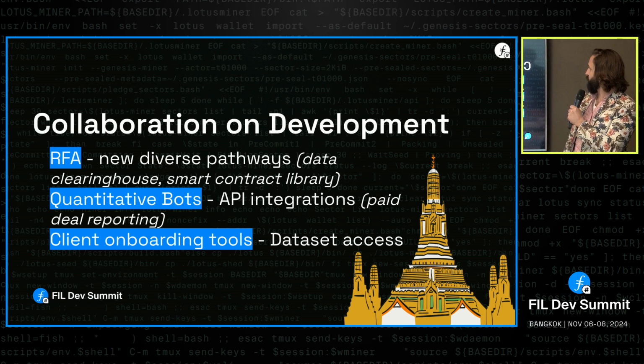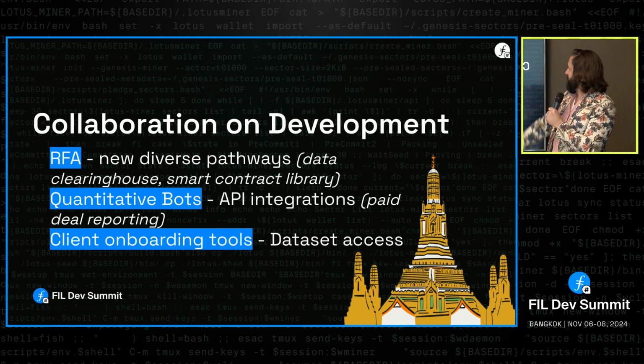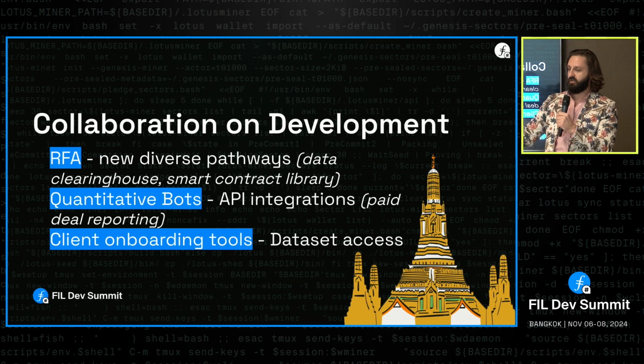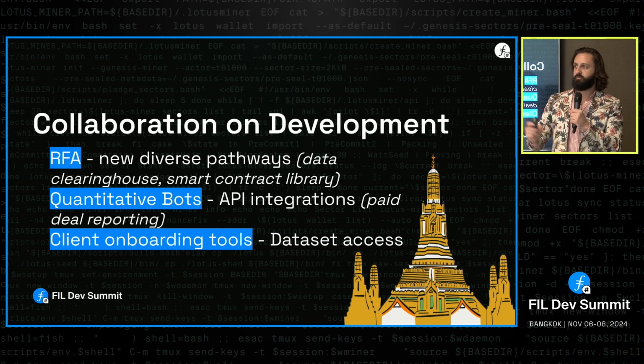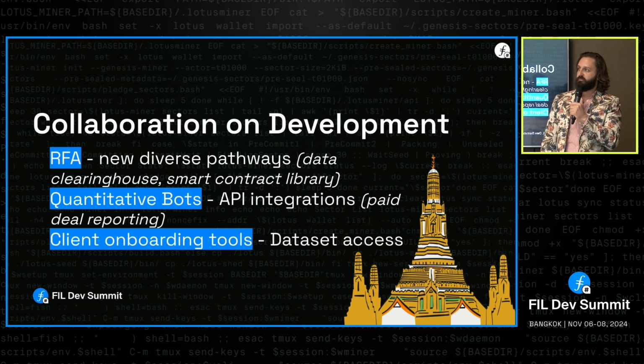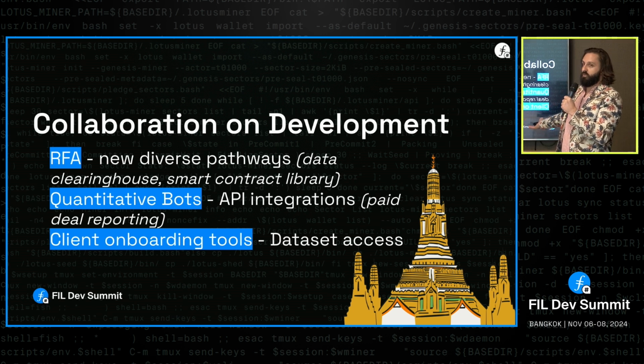Additionally, what are other quantitative bots? What other API integrations could we have? For example, paid deal reporting. We'd love for somebody to go build a bot that aggregates paid deals and just says, interactions of this client, of this allocator, of this SP, here's all the on-chain paid deal activity. If we want to show that Filecoin is a useful network of data storage, taking enterprise clients and paid deals, where are we tracking that? Where are we reporting it? A lot of these deals are still being paid for off-chain.